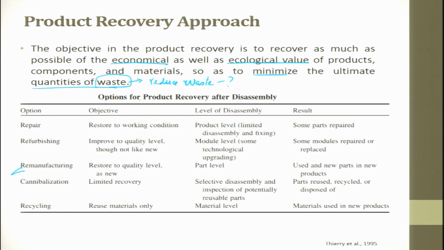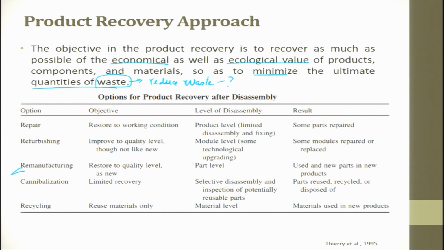So, options for product recovery after disassembly. Option 1 is repair. The objective of repair is to restore a working condition. Level of disassembly, product level, limited disassembly and fixing. Results, some parts are repaired. Cycle repair, restore to the working condition.